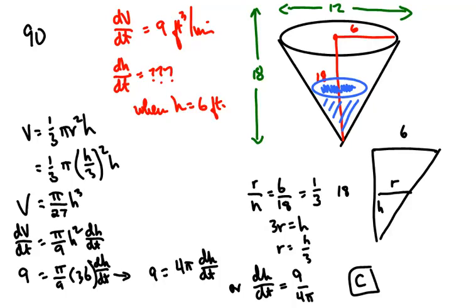Okay, and so this is how we do problem number 90. Don't forget that when we differentiate with respect to time, we have to add a dh/dt onto the end of that.